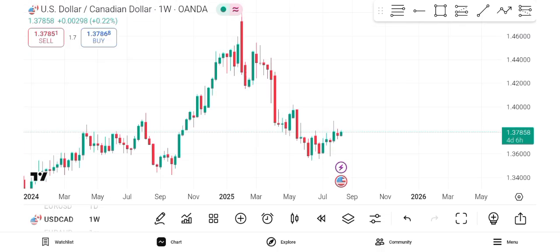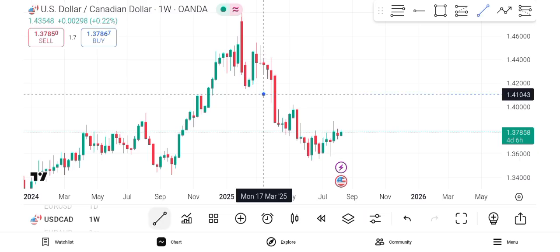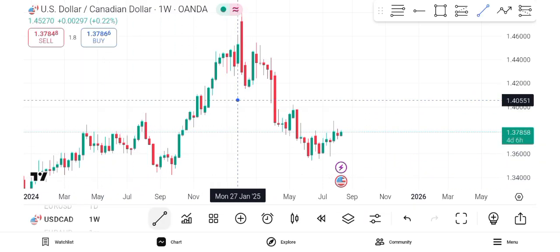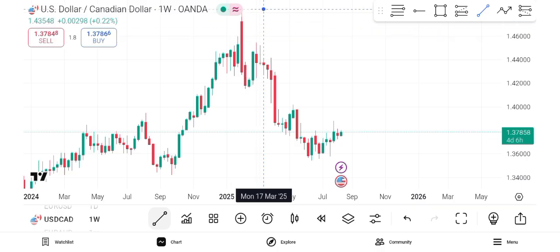So right now, as on my screen, you are seeing this chart, and I'm on the weekly time frame. I'll be doing a top-down analysis from the weekly time frame down to the lower time frame, and it's so easy, guys. You just have to follow some certain rules. So let's dive into the section.